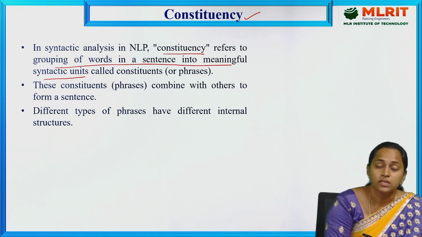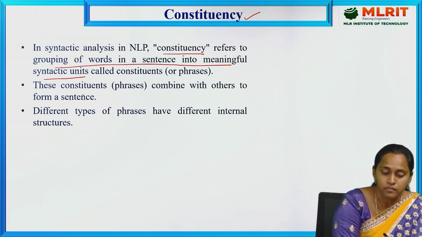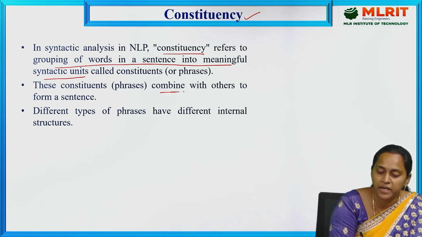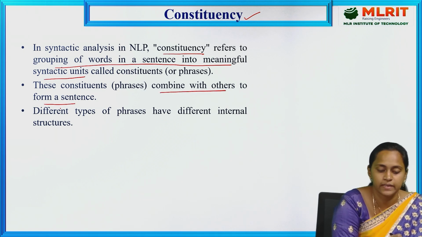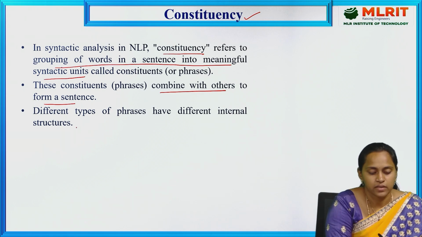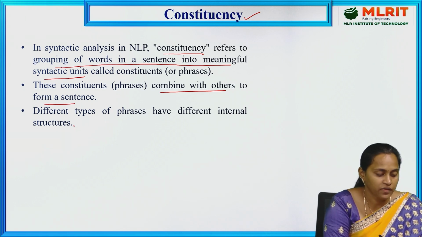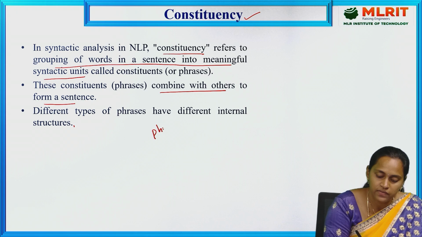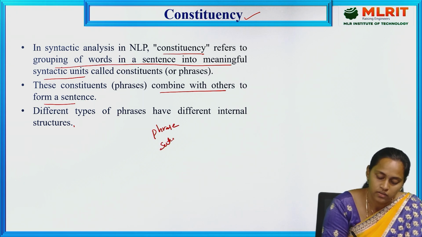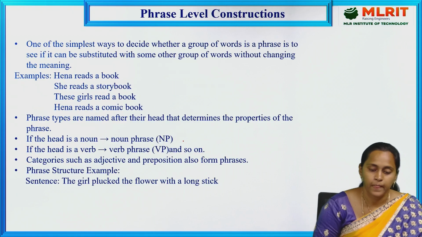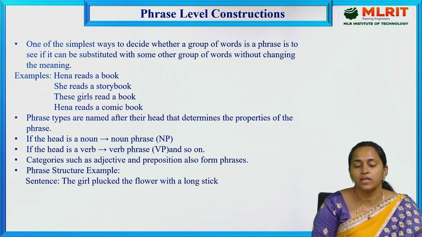It is some sentence level. These constituent phrases combine with others to form sentences. Different types of phrases are there. So let's see the different types of phrases. First one, phrase level constructions, and then sentence level constructions. Let's take first the phrase level constructions.